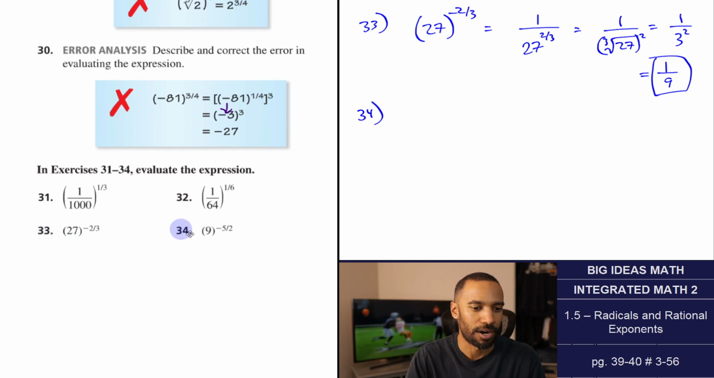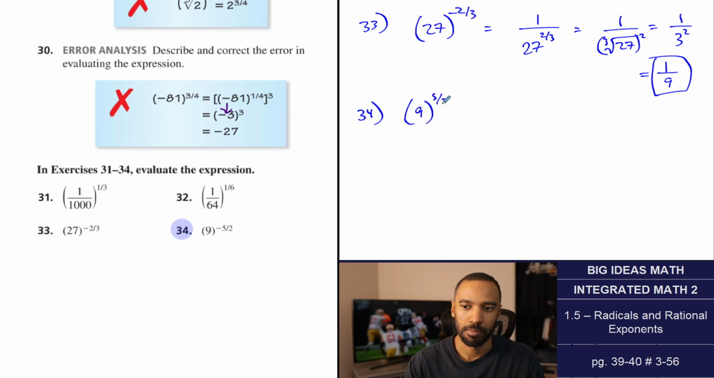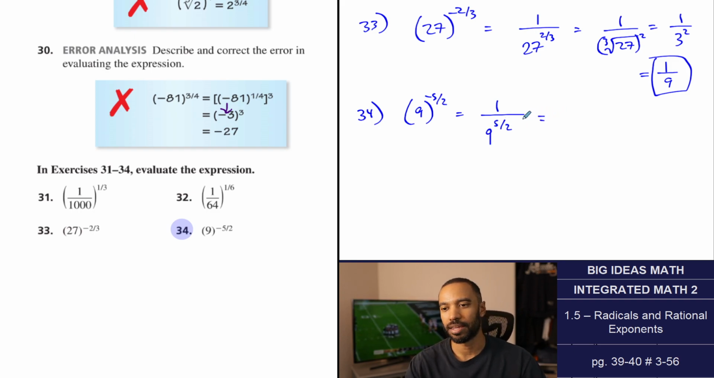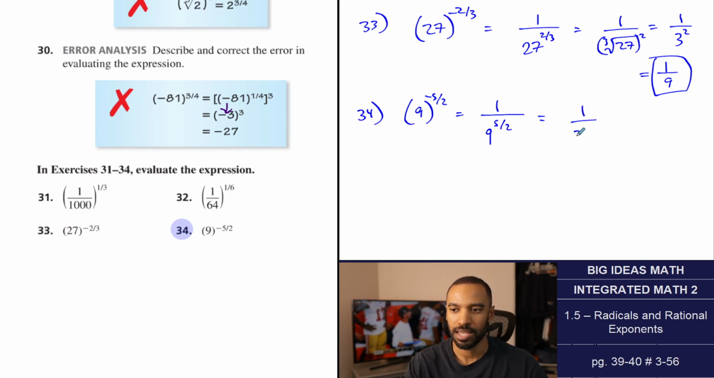Lastly, number 34, 9 to the negative 5/2 power. Same thing. Not the same answer. Well, maybe it is. But 1 over 9 to the 5/2 power. Let's see if we can do this part in our head. We are going to be taking the square root of 9, which is 3, and 3 to the 5th is 243.